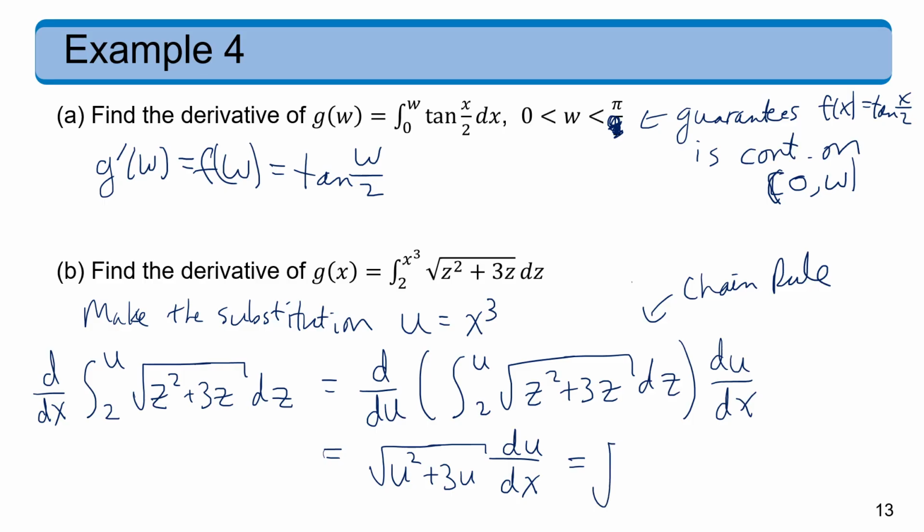So we have the square root of, replace the u with x cubed. So we've got x cubed, which is then squared, plus 3 times x cubed. And then the du dx, if you look, u is equal to x cubed, so the derivative there is 3x squared.